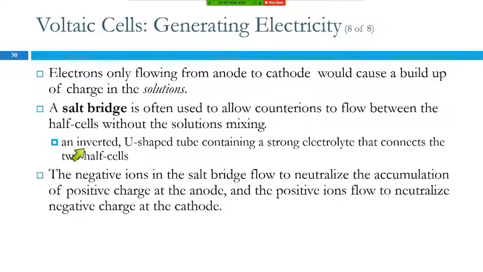Typically this is an inverted U-shaped tube containing a strong electrolyte that will connect the two half cells. Sometimes it's a gelatinous material that will allow negative ions to move from the cathode half cell through the salt bridge back to the other side. And so that neutralizes the accumulation of positive charge at the anode. Positive ions can flow to neutralize negative charge at the cathode.